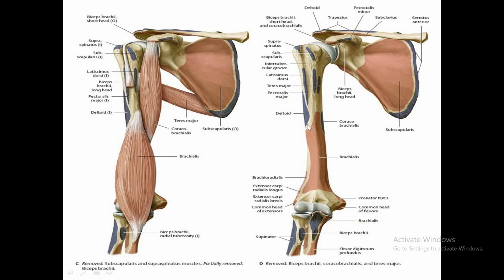Another muscle is the coracobrachialis. Coracobrachialis arises from the coracoid process of the scapula, and it is inserted on the medial part of the medial border of the humerus. It is also supplied by musculocutaneous nerve.